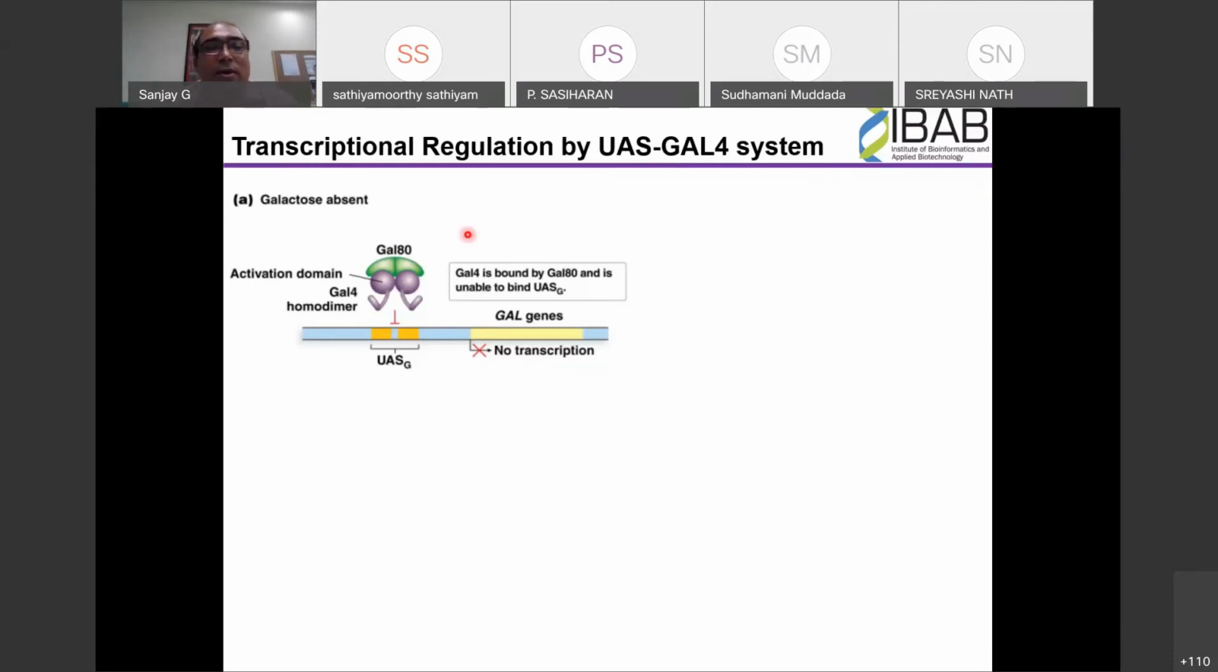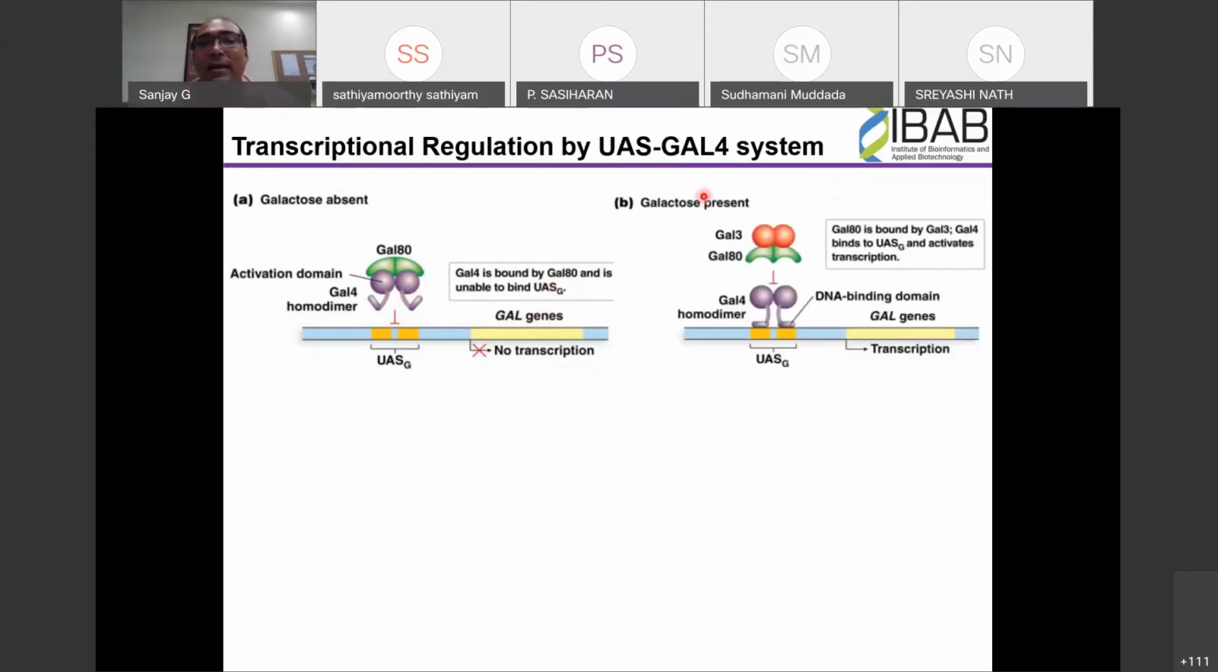How does it work? There is a transcription activator called GAL4, and when there is glucose and no galactose, GAL4 is sequestered by the protein GAL80. Because of this, it cannot bind to the DNA and there is no transcription of these GAL genes.